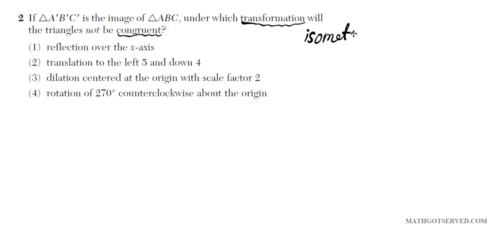So the word isometry basically means iso means the same, metry means measurement. Isometry basically means that the lengths are preserved. The lengths do not change under the transformation. So basically what this question is asking here is which of these transformations is not an isometry? Which of these transformations changes the lengths or the size of the image? If that happens, then it's not an isometry, hence the transformation will not be congruent.